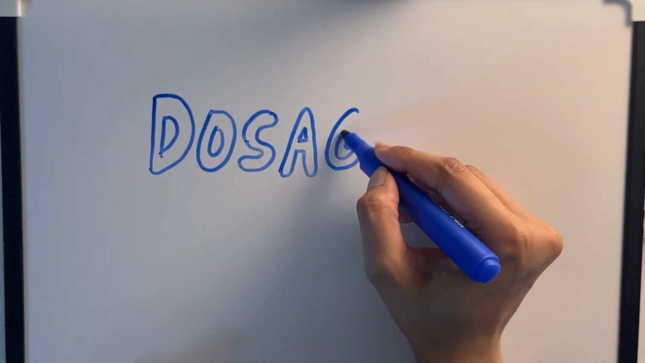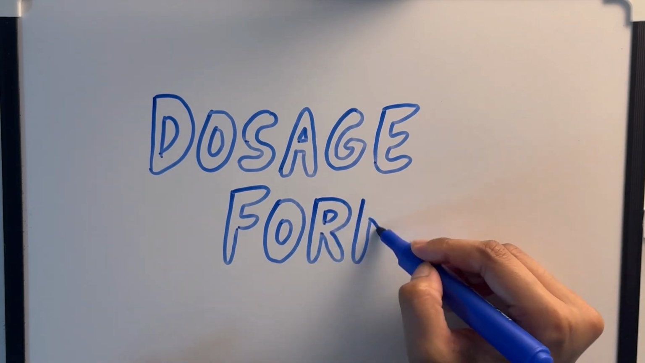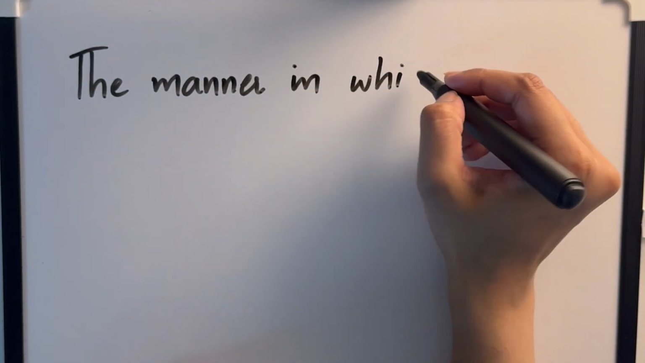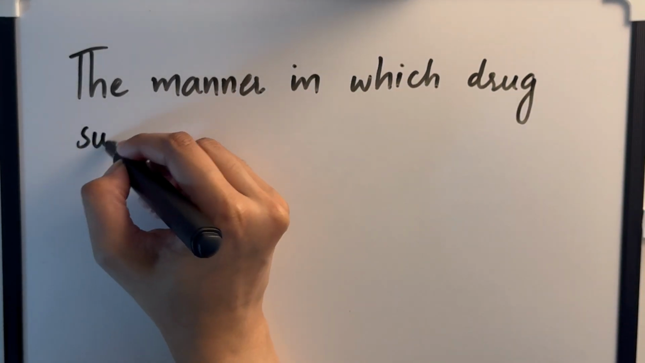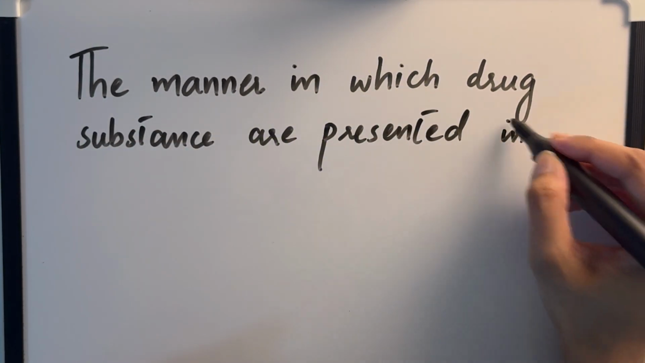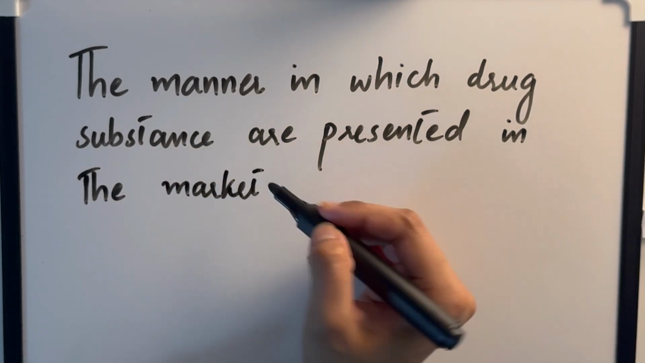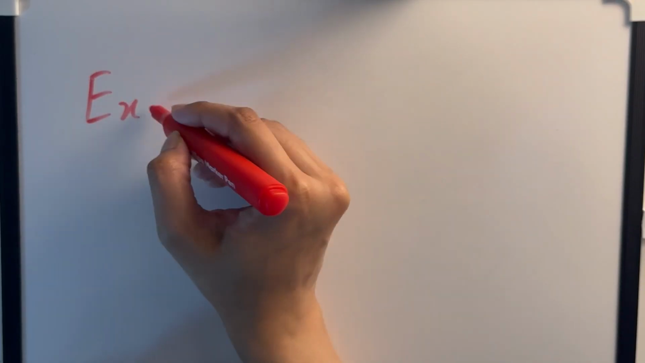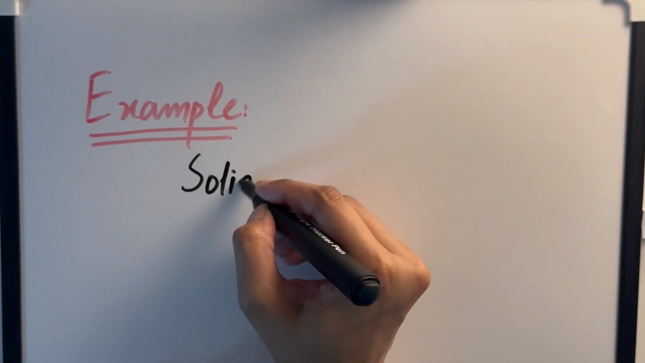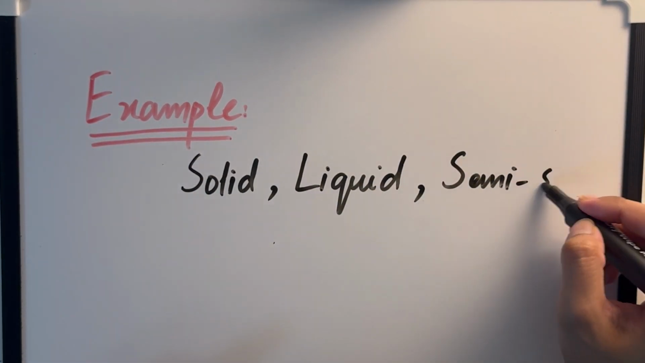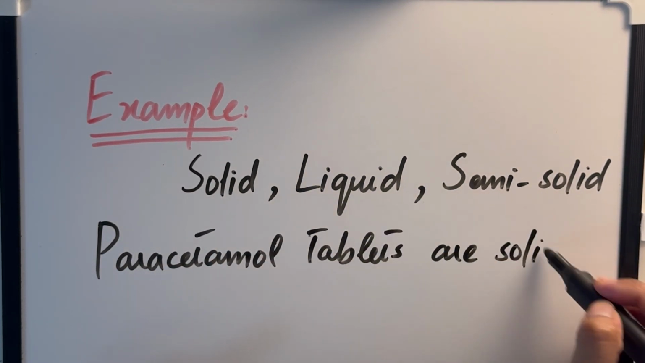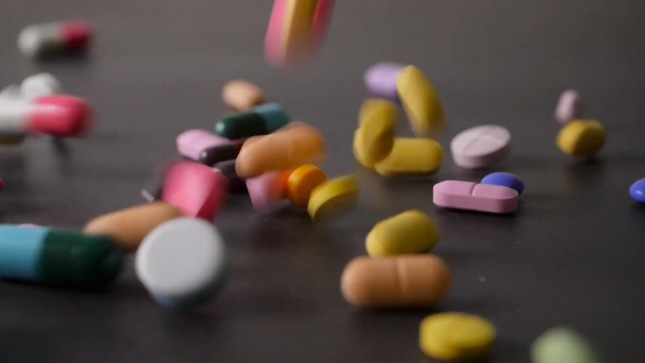Next, what is dosage form? The manner in which drug substances are presented in the market is dosage form. Like, what is the state of the drug? What is the form of the drug? For example, it is solid, it is liquid, or a semi-solid. Like, paracetamol tablets are solid. This is the dosage form of paracetamol.